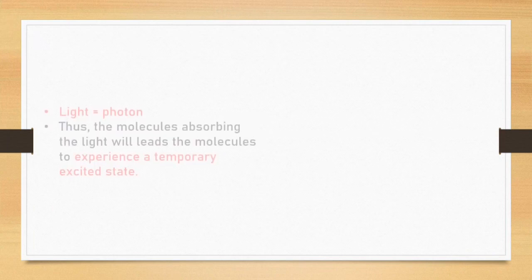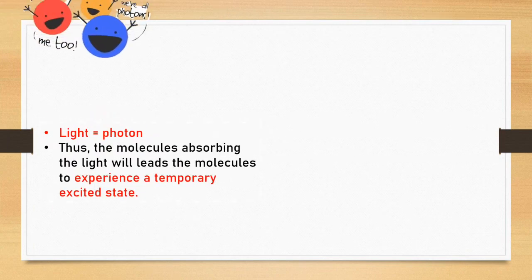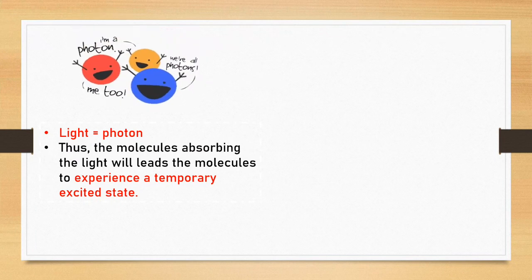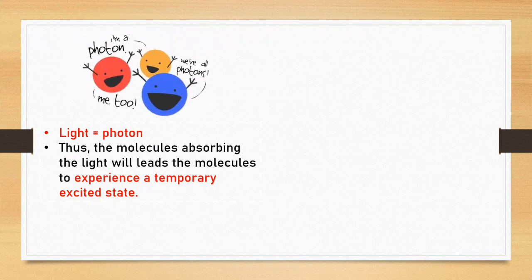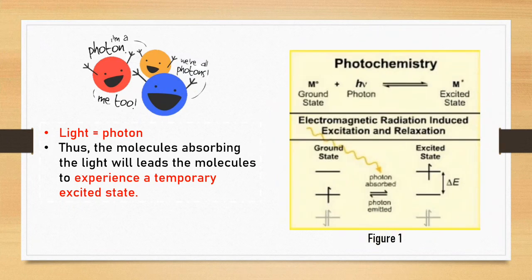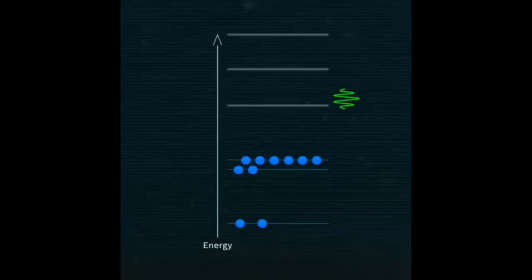As we learned before, the photon is the basic unit of light, thus the molecule absorbing the light will experience a temporary excited state. Looking at the yellow figure 1, the molecule M in the ground state absorbs a photon, which leads the molecule M to experience a temporary excited state. The molecule M star means that the molecule M is in the excited state due to the absorption of a photon.